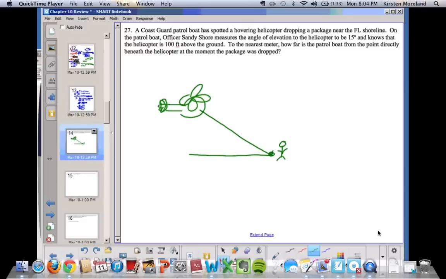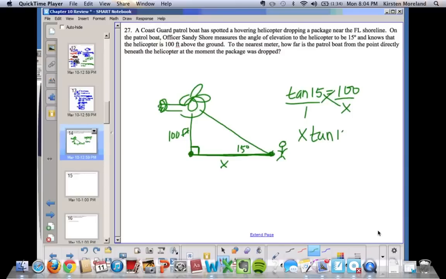So remember, angle of elevation is if you draw the horizontal on the bottom and then slant up. And then it says the helicopter is 100 feet above ground. So that's that vertical distance. What it wants us to find is how far is the patrol boat from the point directly beneath the helicopter. So I guess Sandy's not on shore. She's in a patrol boat waiting for the package to drop. We want to know how far Sandy Shore has to get that patrol boat to underneath the helicopter so the package can be dropped. So that's that horizontal distance x. So since I have the opposite and the adjacent, I'm going to use tan of 15 over 100 equals 100 over x. Then I'm going to cross multiply.